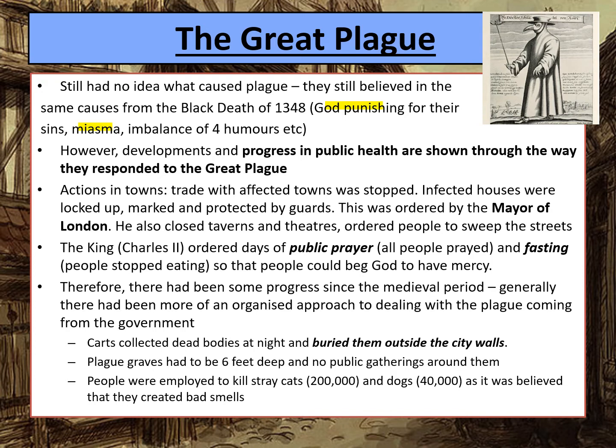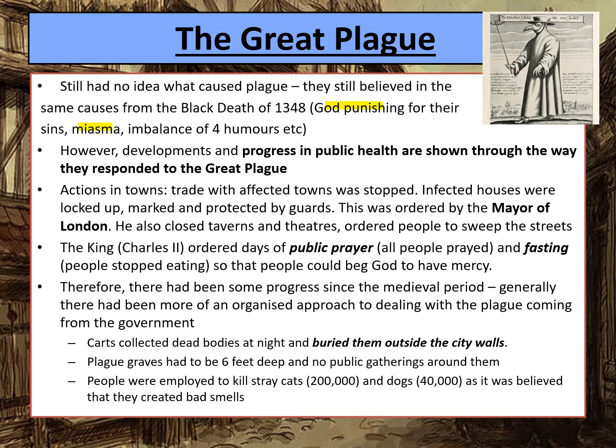But the way that they responded to the Great Plague was much more effective. And this is one of the reasons why the death toll is high, but it's not anywhere close to what it was when it came to the Black Death. Because obviously we're thinking here about 100,000 people dying, about 15% of the population of London, in comparison to the Black Death, which killed over a third of the population of Britain in total. So both terrible outbreaks of disease, but obviously the Great Plague did not kill as many people.